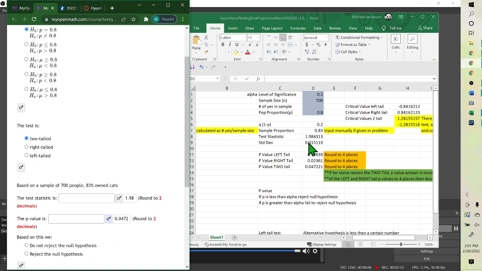Your test statistic is 1.98. It was a two-tail, so 0.0472. If the p-value is less than alpha, reject. If it's greater, fail to reject. The alpha is 0.2 and this was two-tail. So the p-value is 0.04. The p-value is less than alpha. So reject.